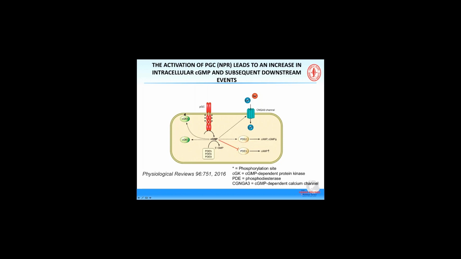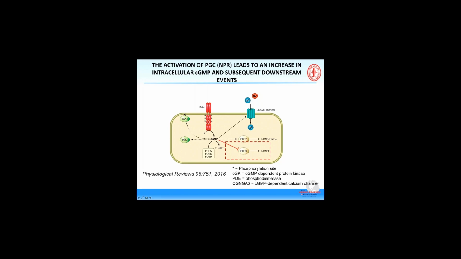And as I said, cyclic GMP is a second messenger. And one of the important functions of cyclic GMP is actually to activate a family of kinases called cyclic GMP-dependent kinases, just like there are cyclic AMP-dependent kinases. Another important function is to activate the cyclic GMP-dependent channels that are shown in here. This is not particularly relevant to reproduction. This may be.